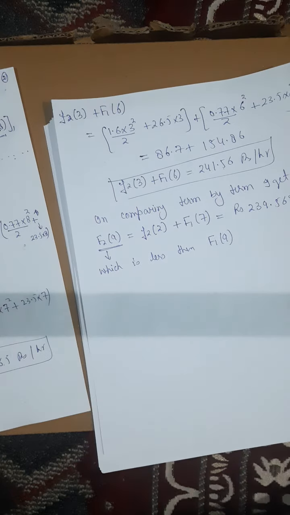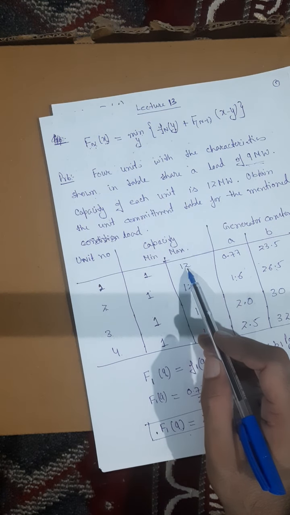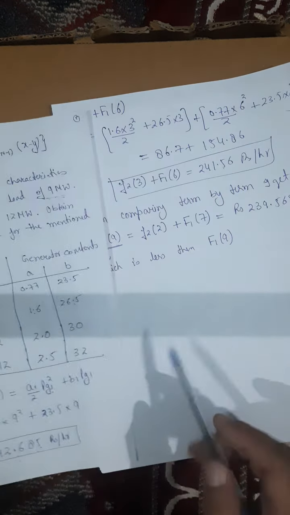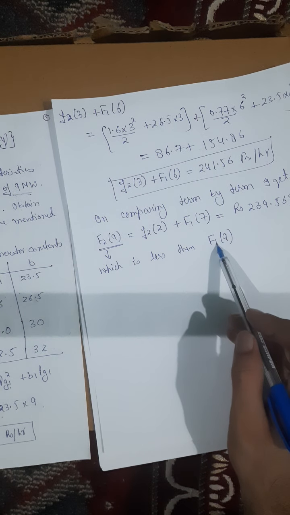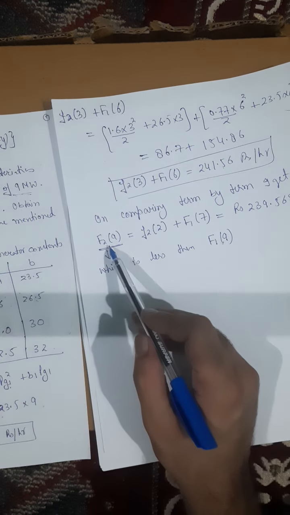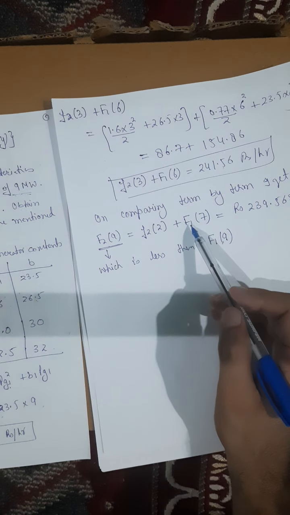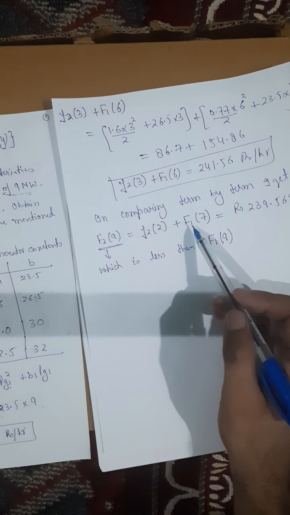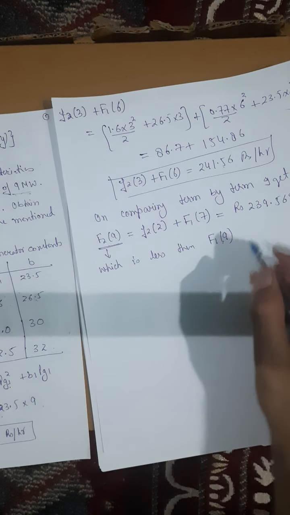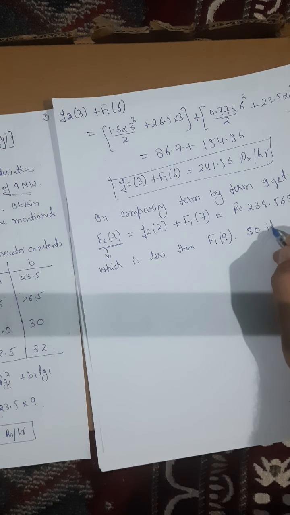F19. If you see, the maximum capacity of unit 1 is 12 megawatt. It can supply 9 megawatt of power, but if a single unit, the first unit, supplies 9 megawatt, it will not be economical compared to this case where we supply 2 megawatt from the second unit and 7 megawatt from the first unit. So it is better, being less than F19.